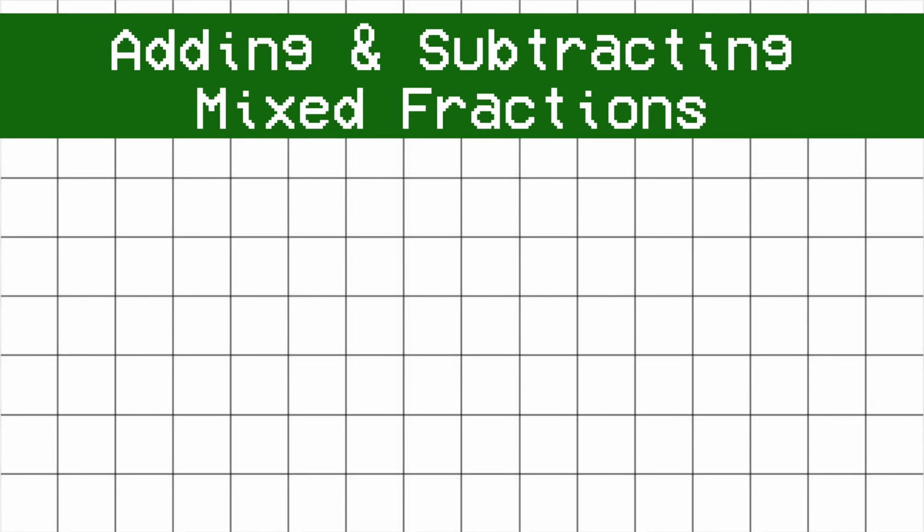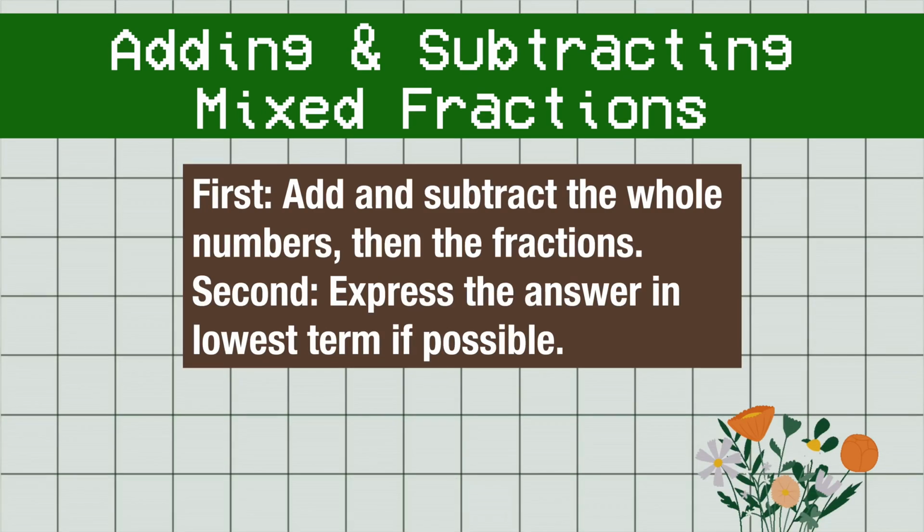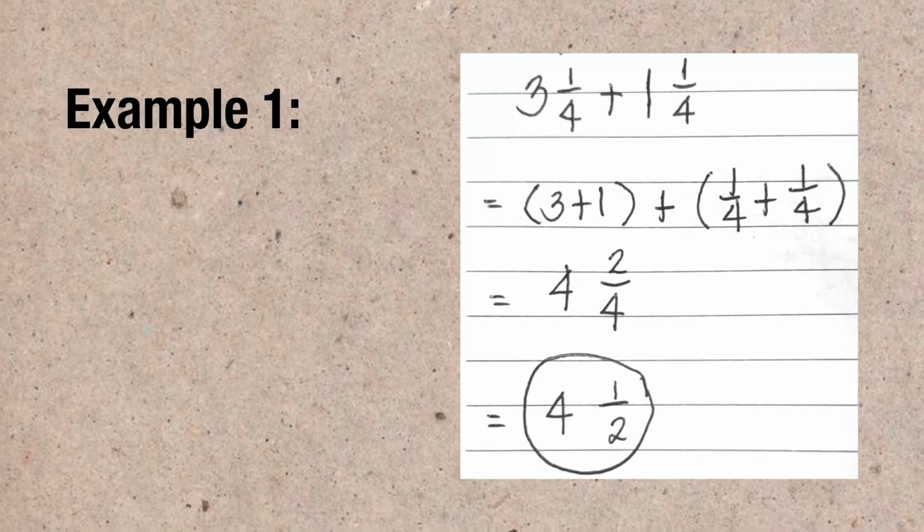And finally, adding and subtracting mixed fractions. First, we must add or subtract the whole numbers, then the fractions, and express the answers in lowest terms if possible. Take a look at these examples. Add 3 and 1/4 plus 1 and 1/4. First, add the whole numbers, 3 and 1. So, 3 plus 1 equals 4.